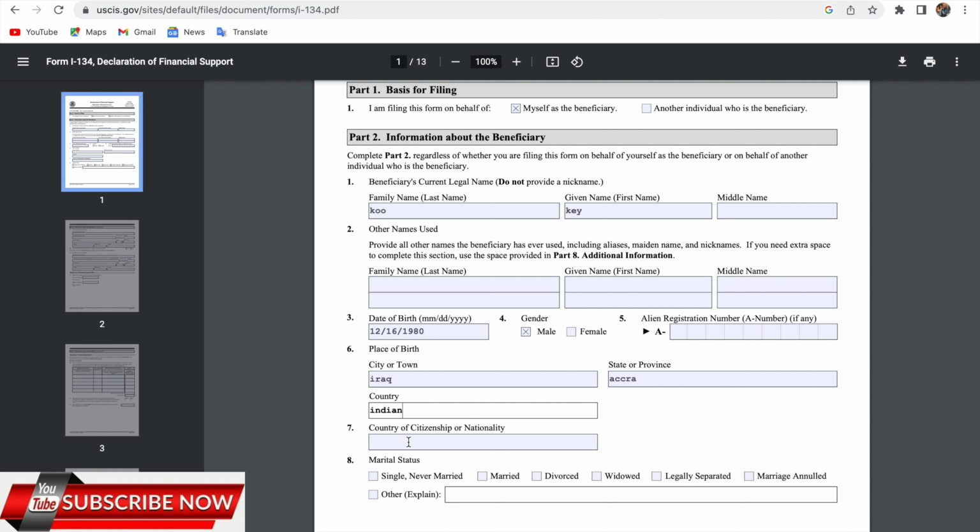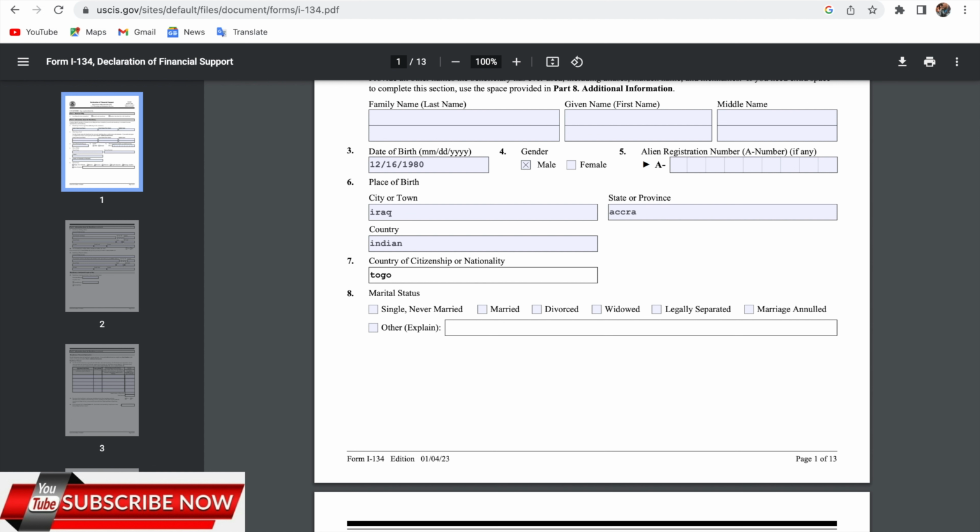And it says country of citizenship or naturalization. So if you are a US citizen, then you just put in USA. But if you are not a citizen of the US, you are a citizen of another country, you just put in the country that you are a citizen of. So I'm a citizen of Togo, I just put in Togo over there. Make sure you read. This thing is self-explanatory, very simple, very straight to the point.